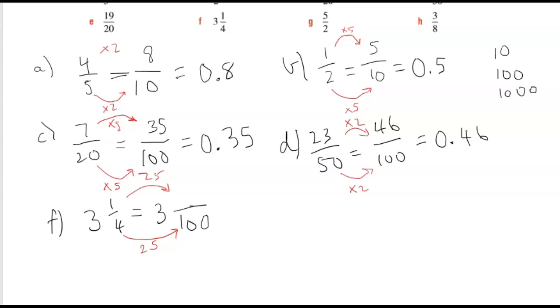So we're going to have 3 and 25 hundredths. So it's going to be 3.25. Okay, so we've got our whole number and we've got our fractional part. All right, G is an improper fraction, so we'll do that one as well.